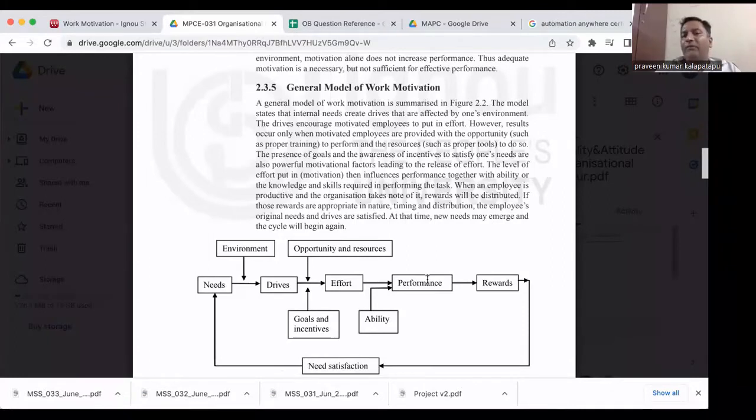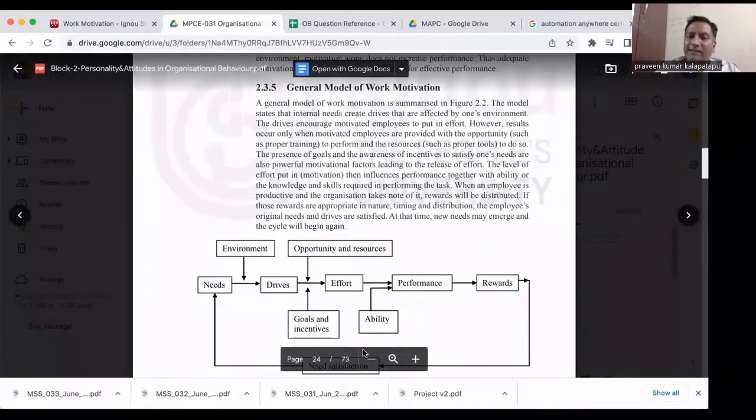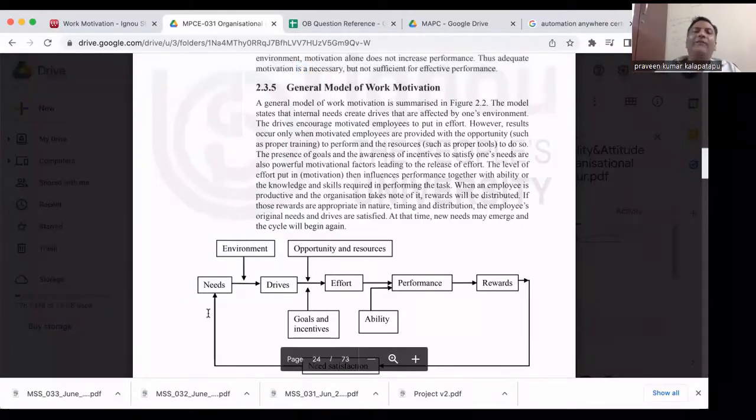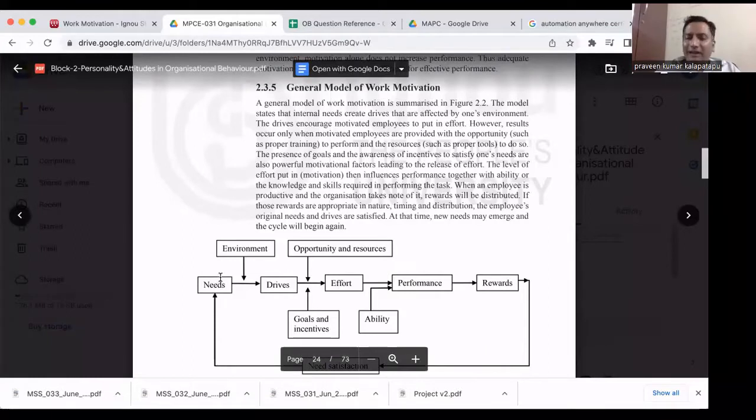So you will perform better. If you perform better, your rewards will actually flow. If you are rewarded, then your need is satisfied. Now, once a need is satisfied, you will have higher needs. So this is like a cycle. So you will correct these needs.